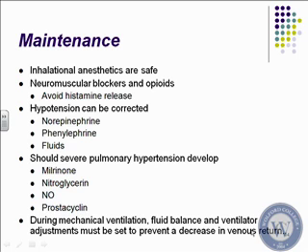Hypotension can be corrected with norepinephrine and phenylephrine, okay, and fluids. Should severe pulmonary hypertension develop, use phosphodiesterase inhibitors like milrinone. Consider nitroglycerin, nitric oxide, which is what nitroglycerin breaks down into. Nitric oxide, okay? And prostacyclins.